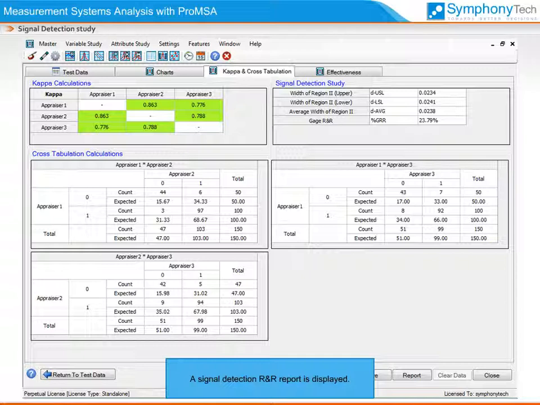A signal detection R&R report is displayed. A signal detection study showing a high value of R&R prompts for improving the measurement process. As in the crosstab study, this may be achieved by appraiser training or robustizing the gauge.